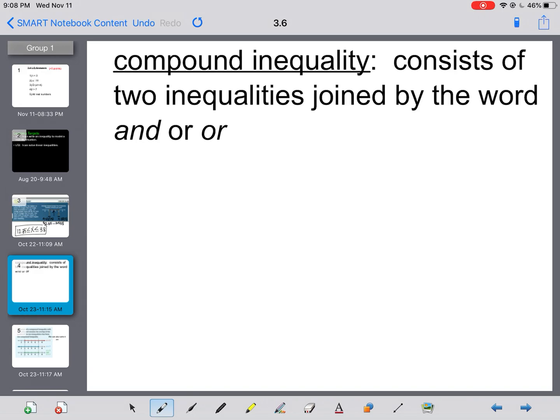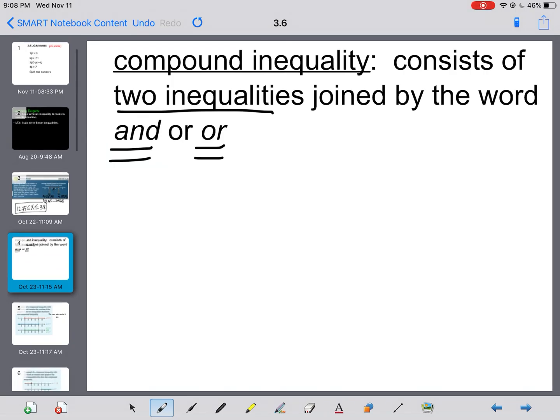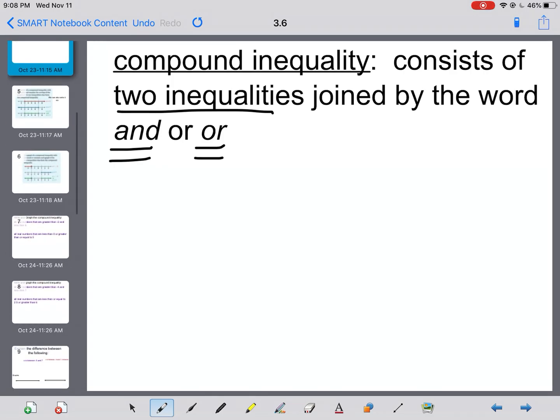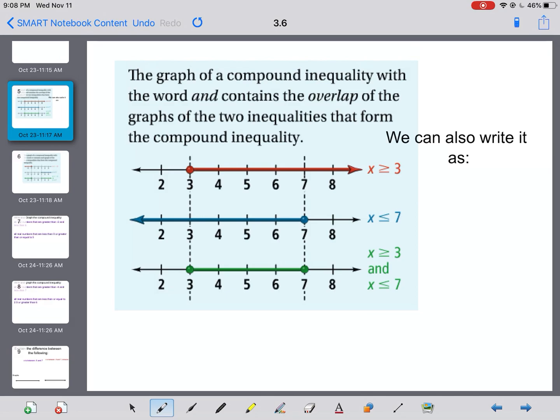Leading me to my vocab, which is the definition of compound inequality, much like the definition of a compound word, where I take two words that are single and I put them together to form one. In math, we have two inequalities that are joined together by either the word and or the word or.